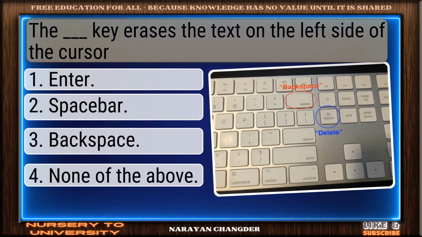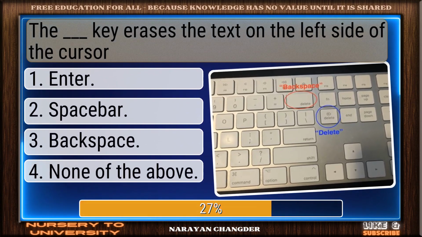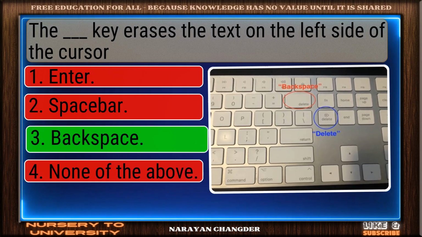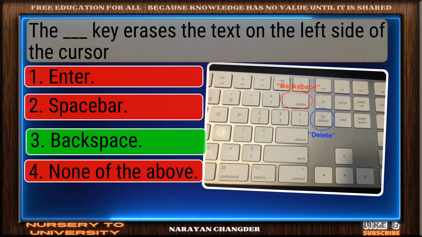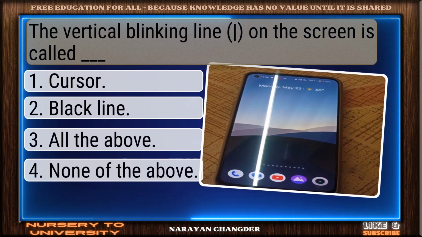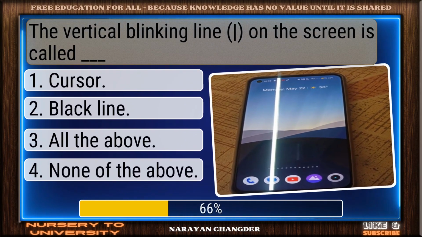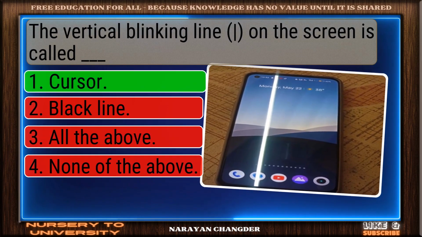The dash key erases the text on the left side of the cursor. Great job. Backspace is the accurate answer. The vertical blinking line on the screen is called dash. Nicely done. Cursor is a solid answer.